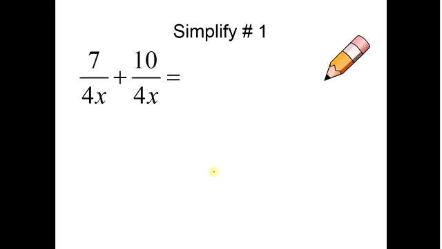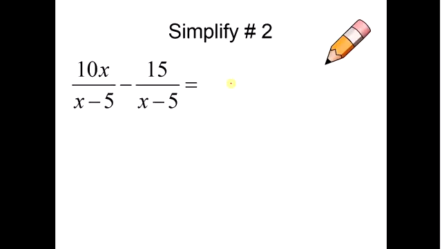So let's take a look at a few problems like this. So we have 7 over 4x plus 10 over 4x. My denominators are the same. So I'm going to just add my numerators. So I'm going to go 7 plus 10. Well, that's 17. That's like a cow plus 10 cows, right? Over 4x. That is as simple as it can go. 17 over 4x. I can't simplify that. So you're done with that problem.